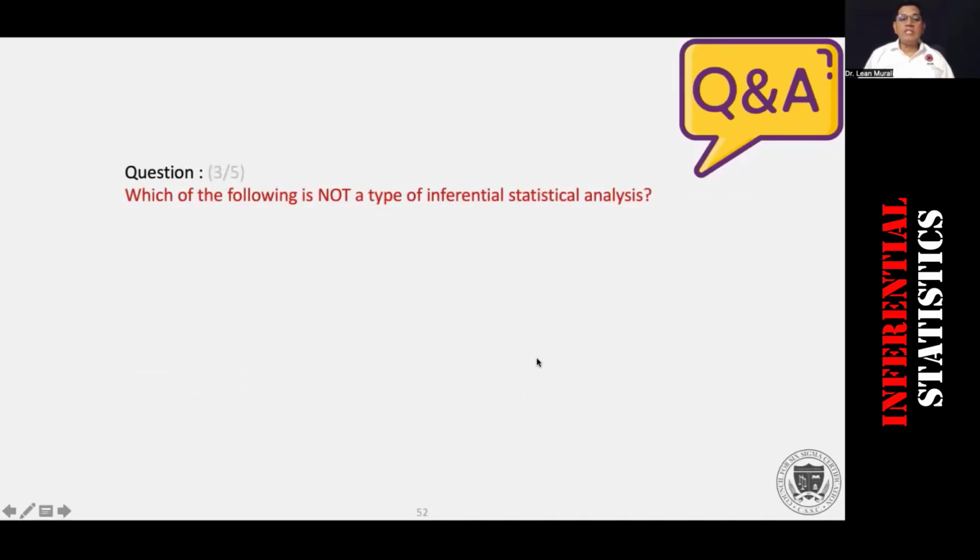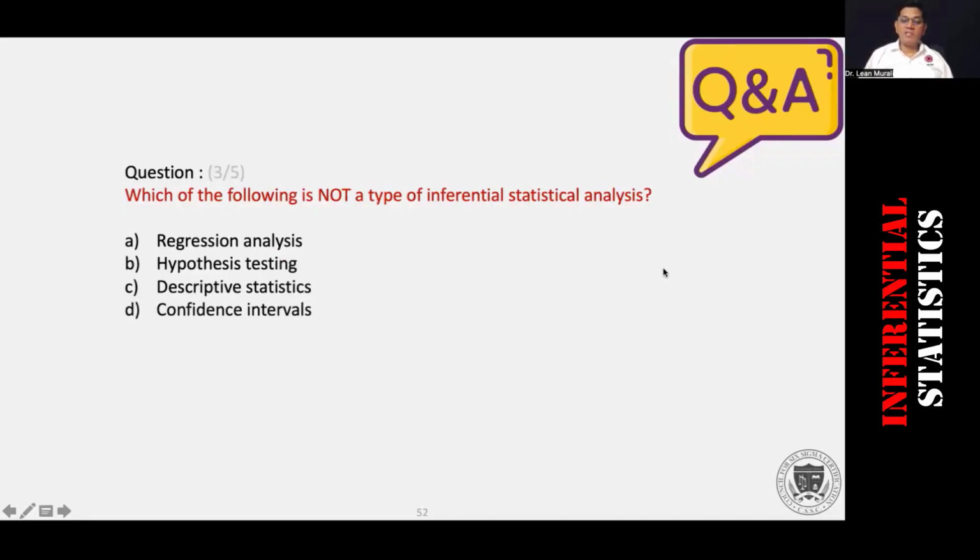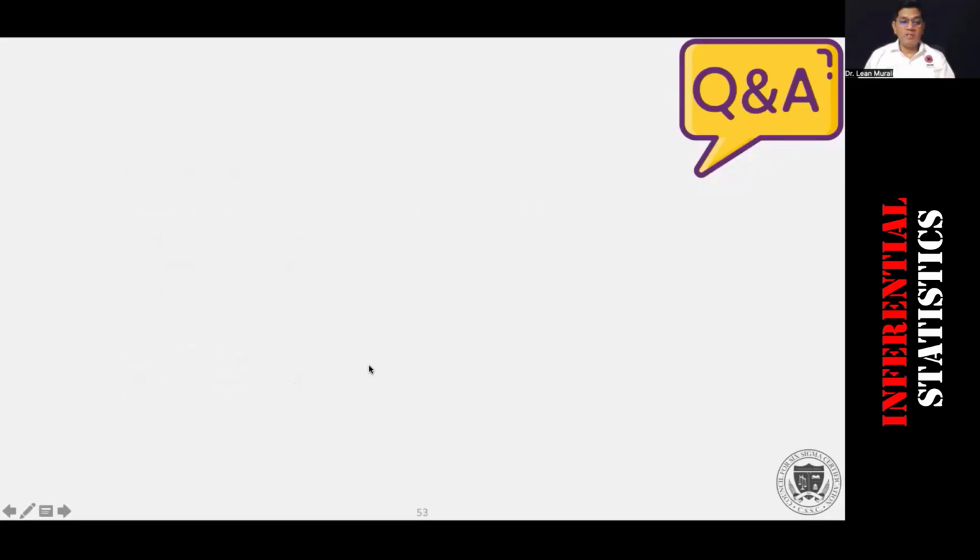Third question. Which of the following is not a type of inferential statistical analysis? Regression analysis, hypothesis testing, descriptive statistics, confidence interval. Descriptive statistics, because we are talking about inferential statistics. In inferential statistics, confidence interval is a very important component. And we said regression analysis and hypothesis testing are also a part of it.